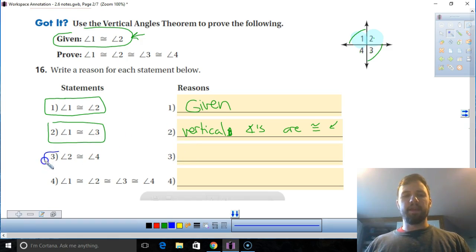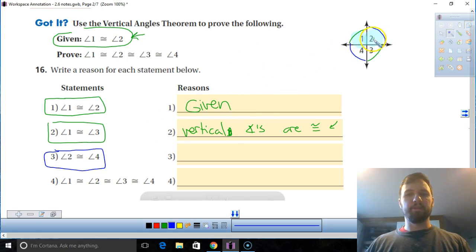Now we have angle 2 is congruent to angle 4. So I go over here. Here's angle 4, angle 2. What kind of angles does that form? Well, they're looking across from each other. That's the same as before. Vertical angles are congruent.